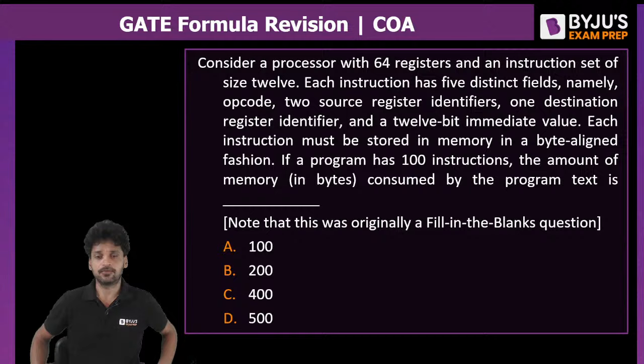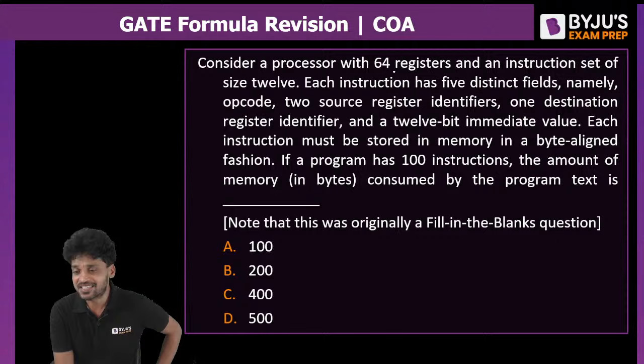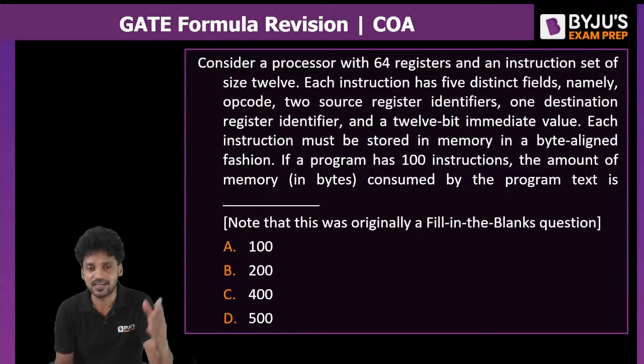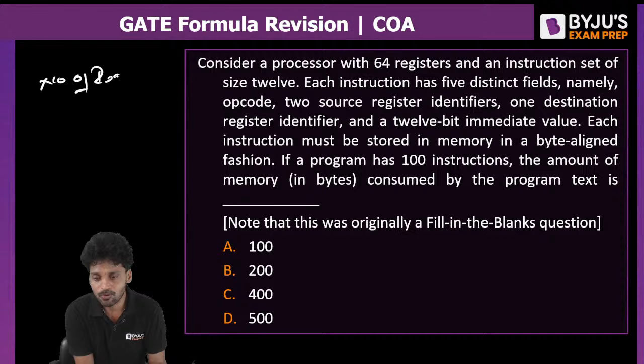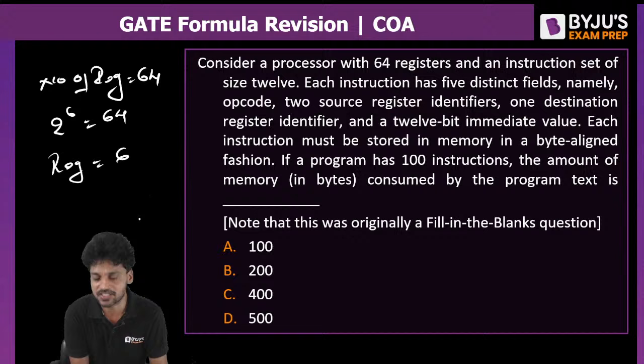Next question is as follows. Consider a processor with 64 registers and an instruction set of size 12. First, consider a processor with 64 registers. Let us right away collect the details. Processor with 64 registers. Number of registers is equal to 64. Meaning, how many bits do I require to represent the register field? 2 power 6 is equal to 64. So, one register field will be equal to 6 digits.